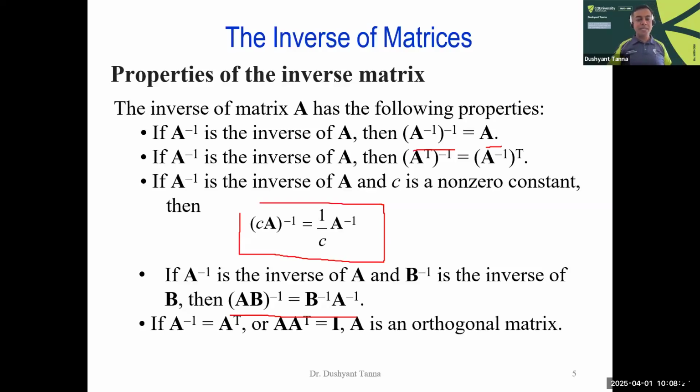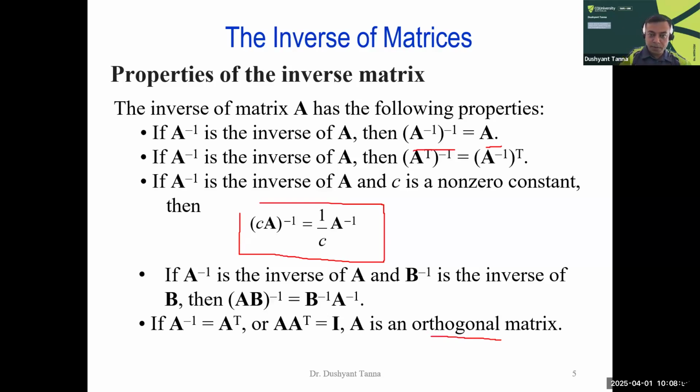The last property: if A inverse is A transpose, that is, if the inverse and transpose are the same, in other words, A times A transpose is I, where I is the identity matrix. Then A is called an orthogonal matrix, a name given to this particular type of matrix.